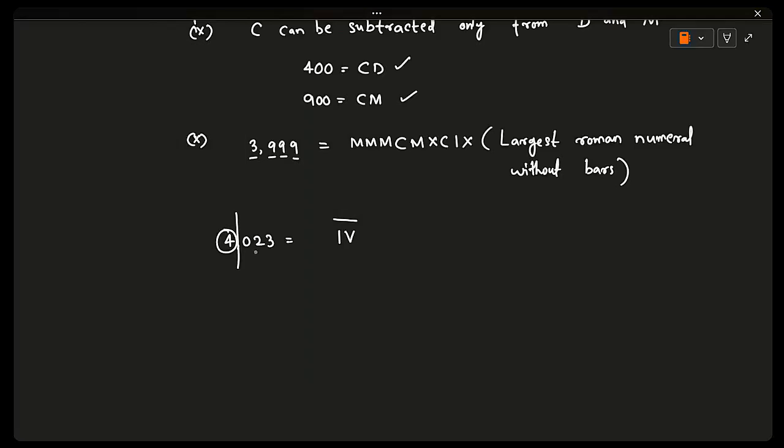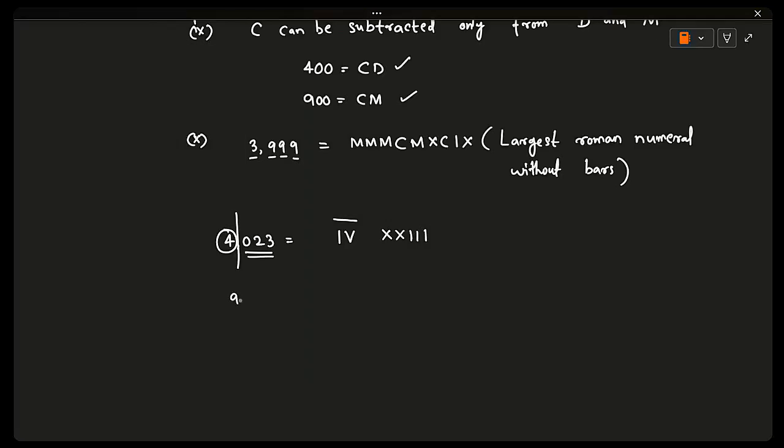And outside the bar, now we can write this 23. How can we write 23? 2 place value is 20, XX, and 3 place value is 3, I. So IV is under the bar and XX, I is outside the bar. So this represents 4023. So any big number also we can write now.